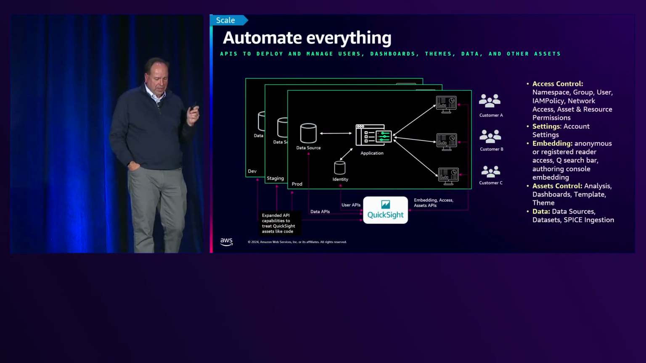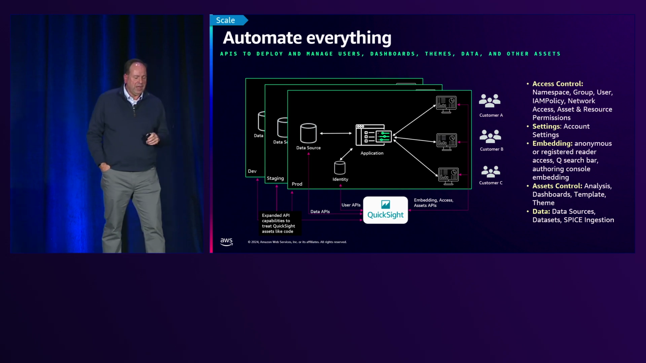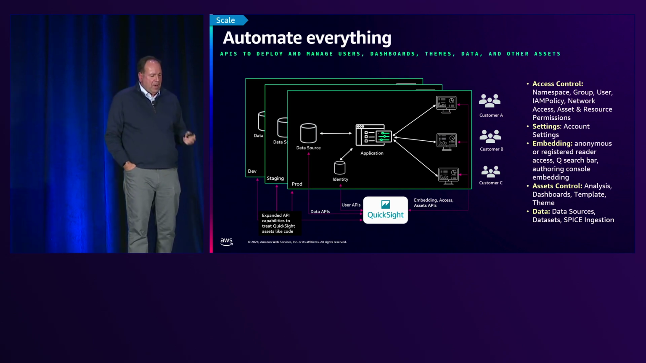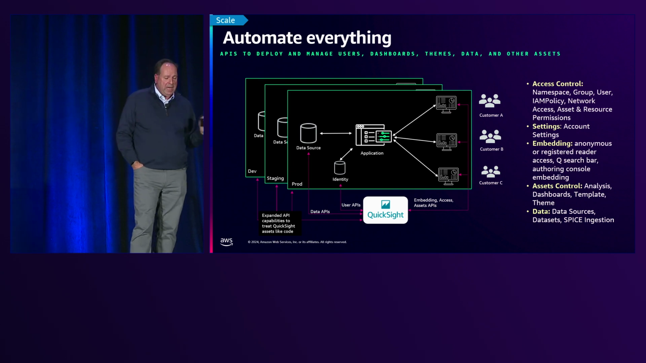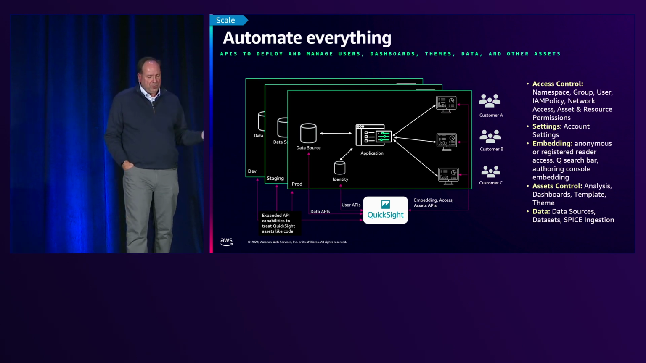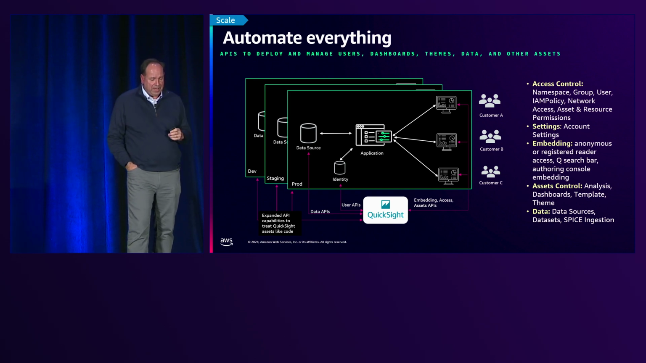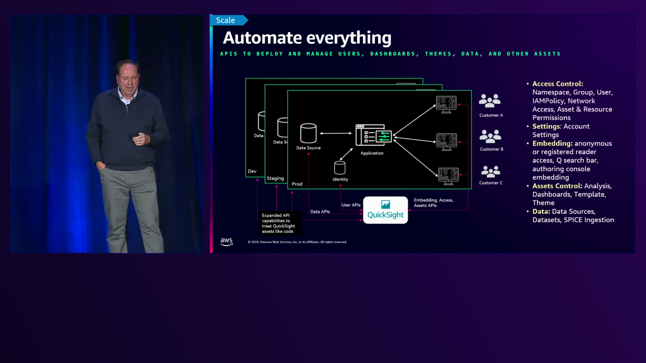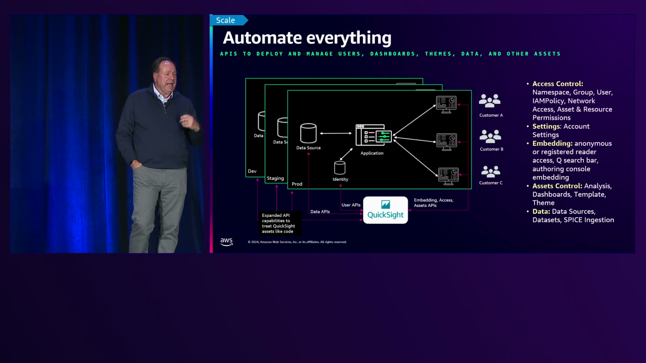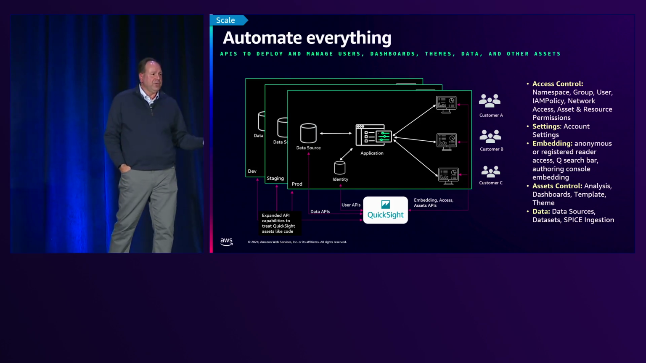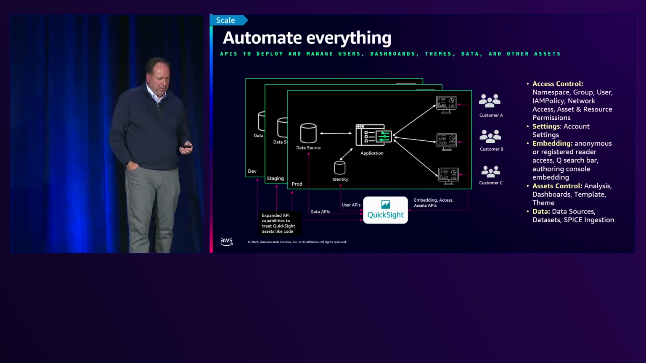All right, so I'm going to go a couple more points really quickly with respect to deployment. Number one, we have APIs to deploy and manage users, dashboards, themes, data, and all the assets that you have in QuickSight. We have capabilities, assets as bundles and assets as code. We have a recent addition to assets as bundles that now includes folder support. So if you have folders and subfolders, they can now be used with assets as bundles as well.